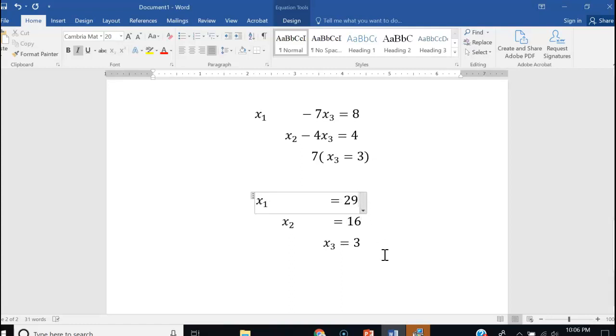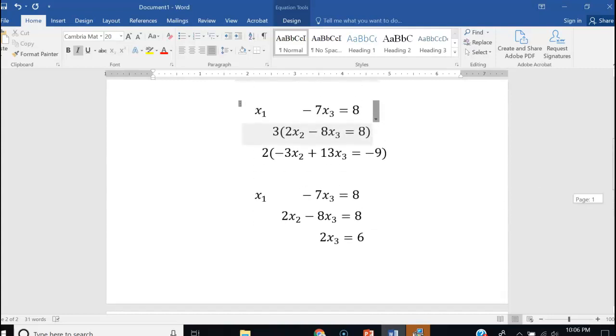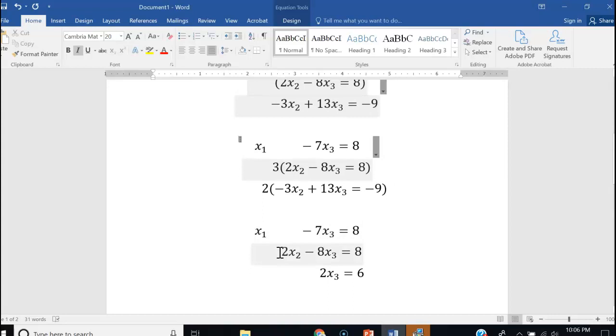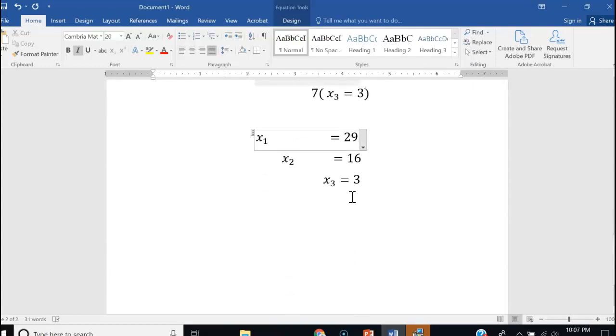So if I've done this right, I just keep eliminating using that same trick: multiply an equation by a constant, add it to another equation, and replace it. Multiply an equation by a constant, add it to another equation, replace it. Whenever I need to, I can make numbers nicer by multiplying or dividing an equation by a constant, and that just keeps getting nicer and nicer until all of a sudden we're left with x1 equals 29, x2 equals 16, x3 equals 3.